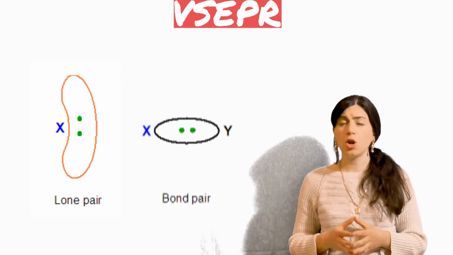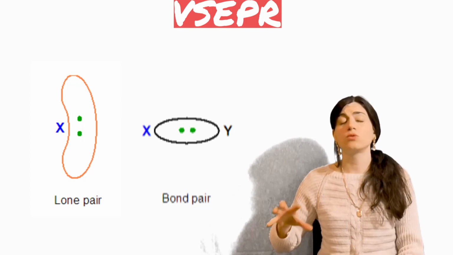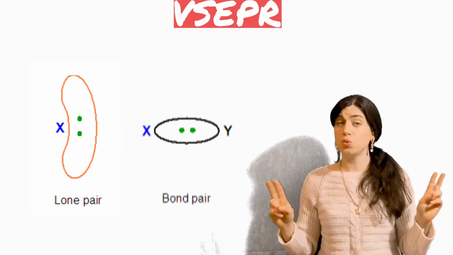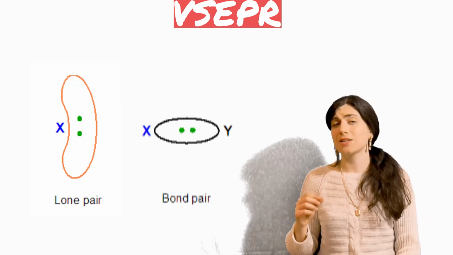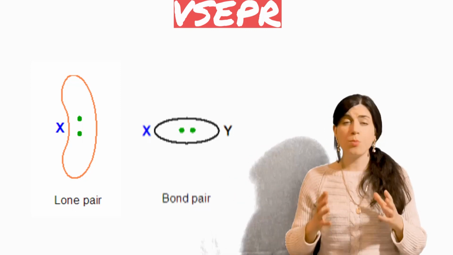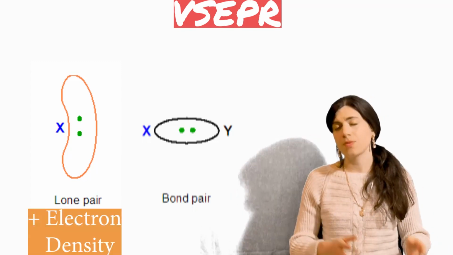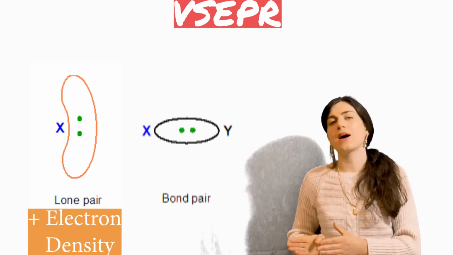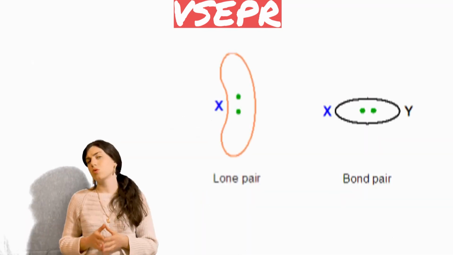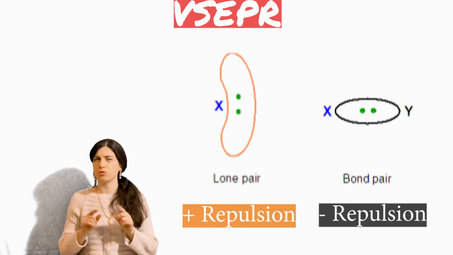In particular, lone pairs contribute two net negative charges around the central atom, whereas bond pairs, which are shared between two nuclei, provide a net electron density which is less than 2 electrons. So, a lone pair provides more electron density around the central atom, whereas a bond pair provides less. This also means that lone pairs are more repulsive than bond pairs around the central atom.